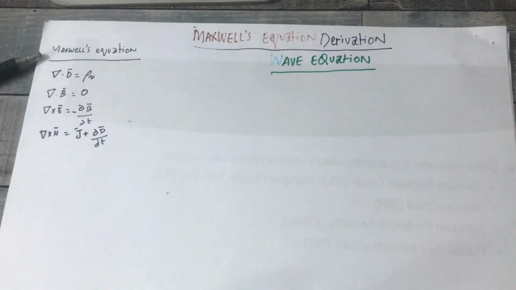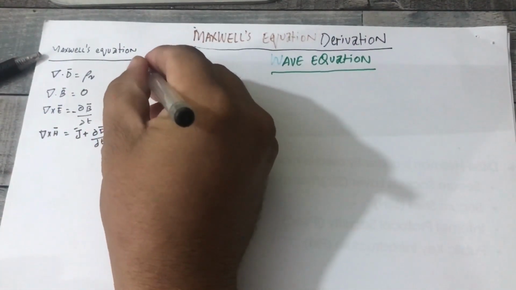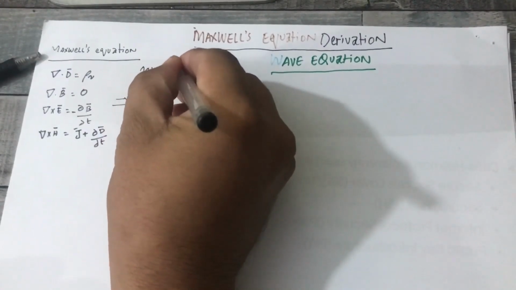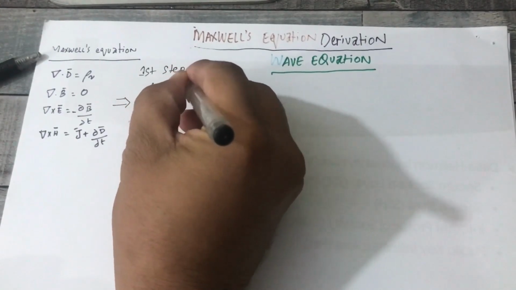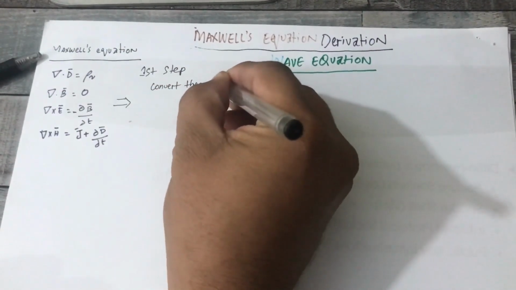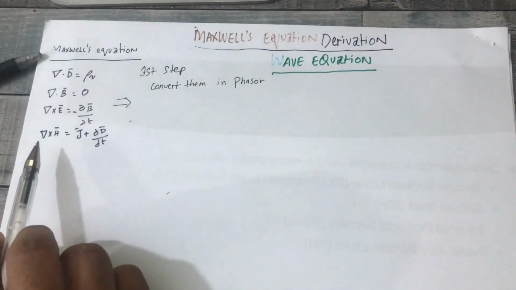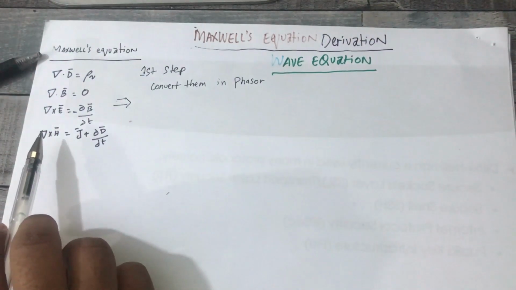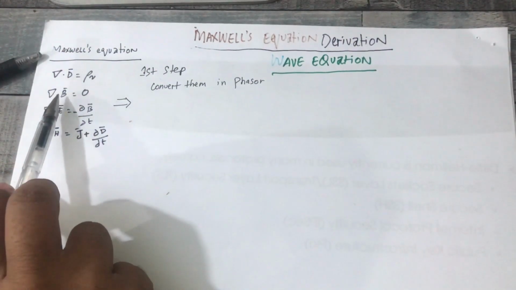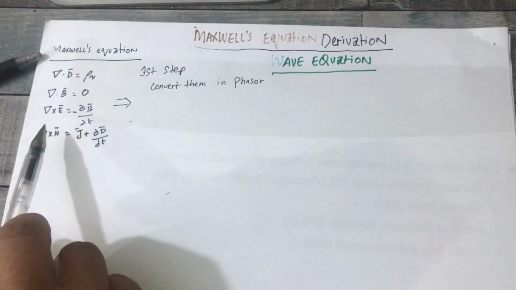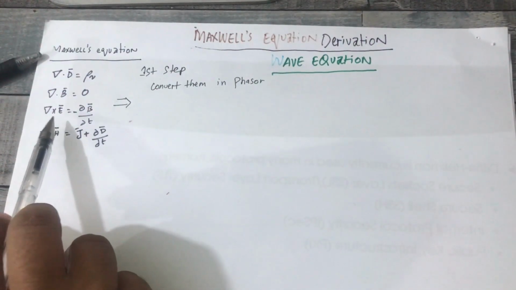All right, my pen is not working. So the first step is to convert them into phasor, which means I want to look at these equations in terms of frequency domain. These two I really don't care about, because these are for electrostatic and magnetostatic. These two definitions I'm really interested in, because this tells me something about dynamic fields, and I can replace that.